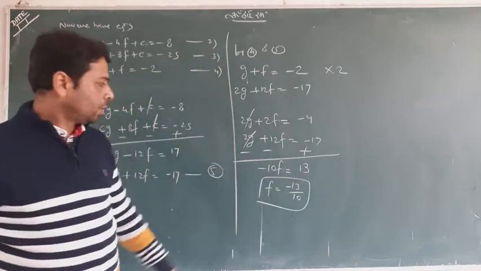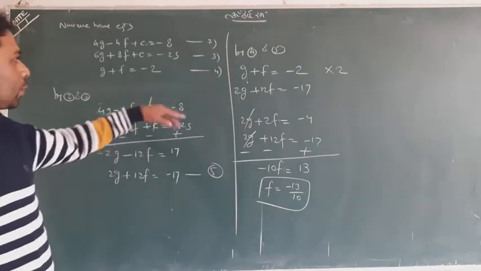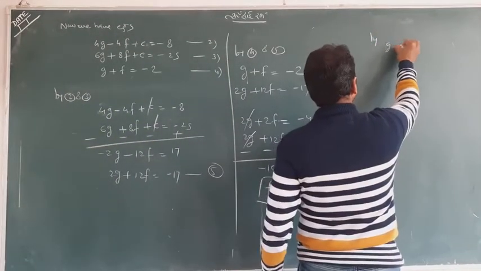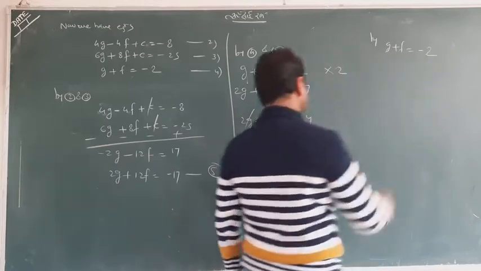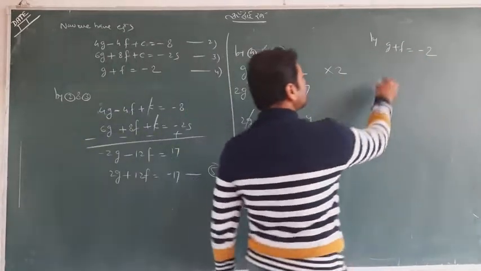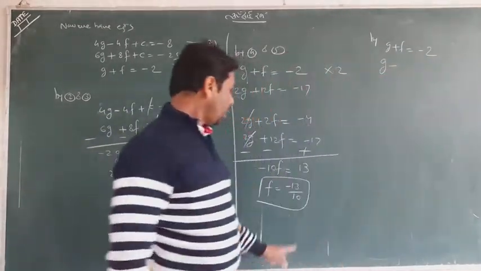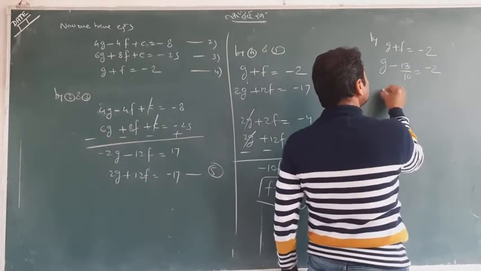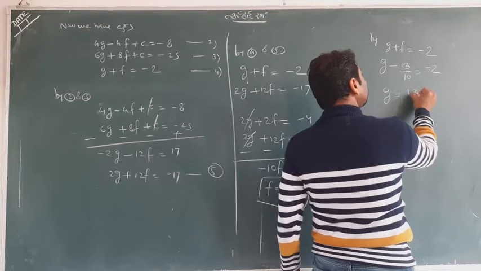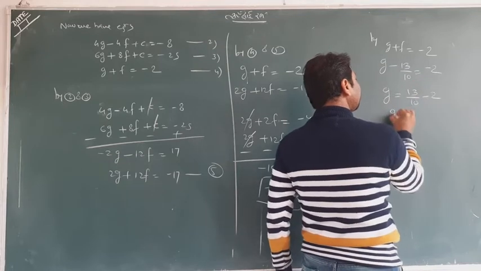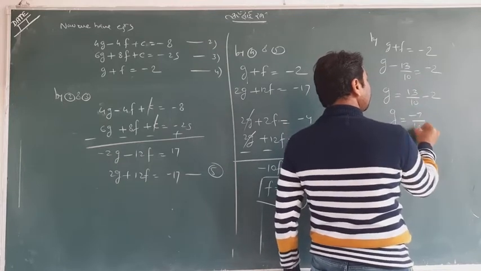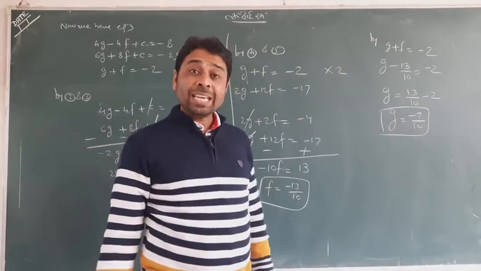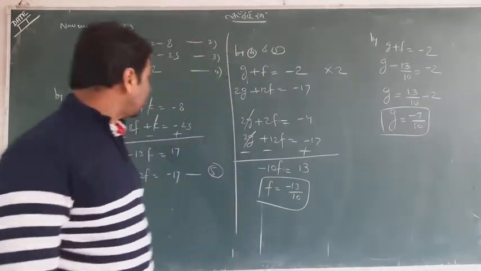You got the answer. Now put F into the easy equation. So this is the easy equation: G plus F equal to minus 2. F is minus 13 by 10, equal to minus 2. It will transfer, and you will have it like that. You have got the value of G. And then finally C.